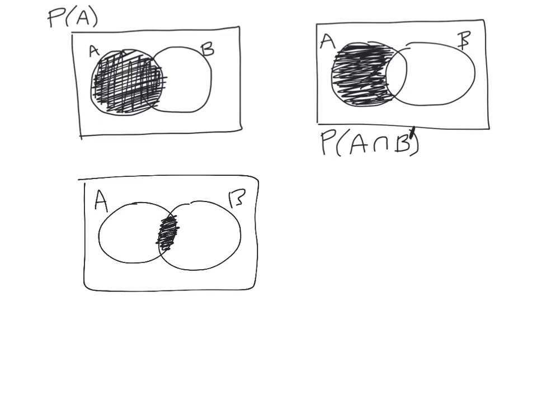How could I name that region? Like what would that be? Hopefully you recognize that region in there, that happens when both A and B happen. Well, we have a name for that. That's the intersection of A and B.